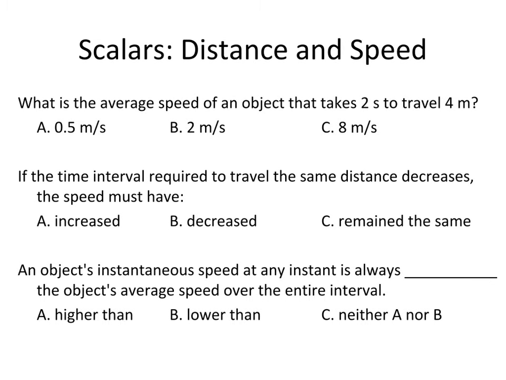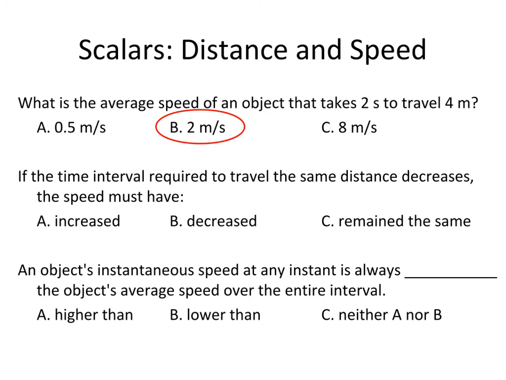Here's a bit of review on scalars. What's the average speed of an object that takes 2 seconds to travel 4 meters? Well, we know that average speed is equal to total distance divided by total time. And so 4 meters divided by 2 seconds gives us 2 meters per second.